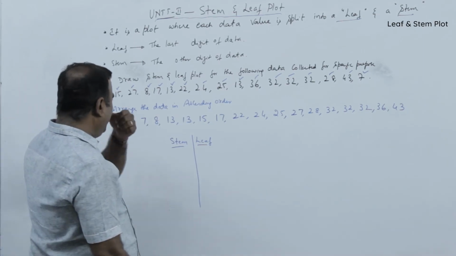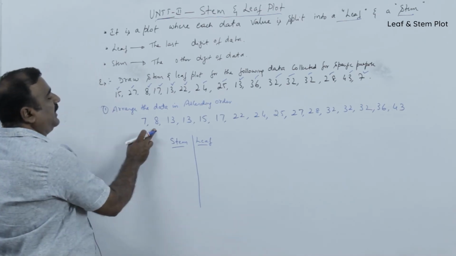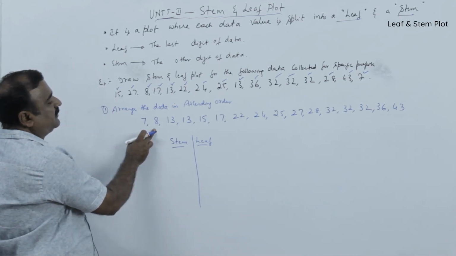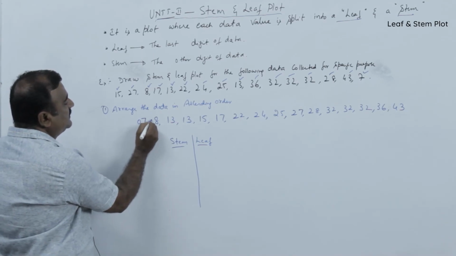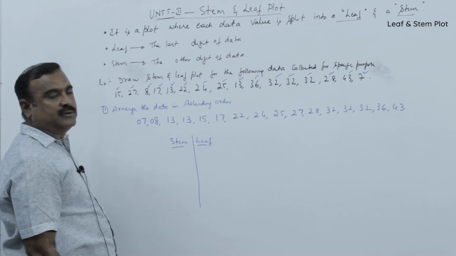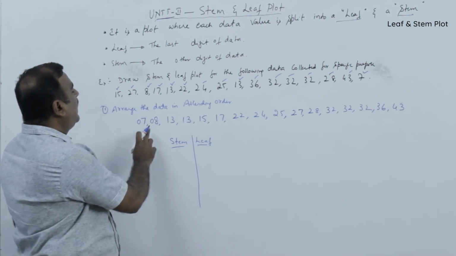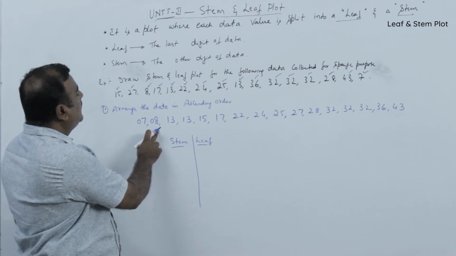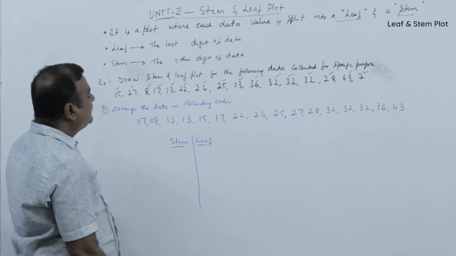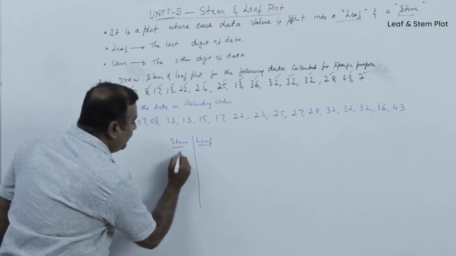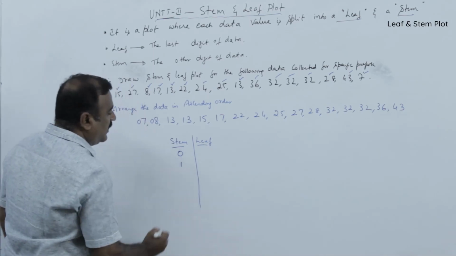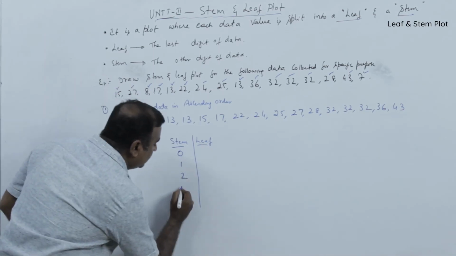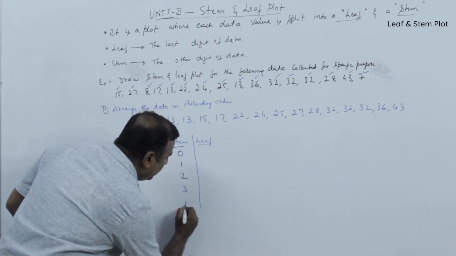Now here, if you see, 7 and 8 have only one digit. In this, which is the stem and which is the leaf? When that happens, we can take the stem as 0. The other part, 7, 8 like this, is the leaf part. The stem part I can mention as 0. Next comes the 1 value series, the 2 value series, the 3 series, and next the 4 series.